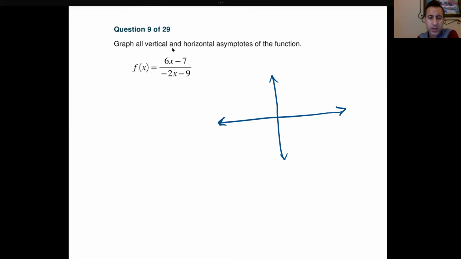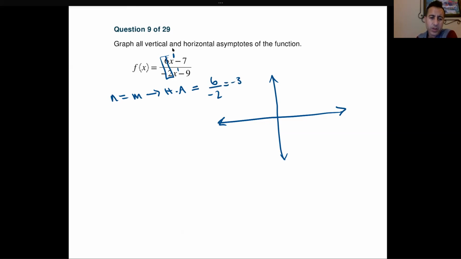So we go through the cases. It's a rational function. For these asymptotes, we need to check the degrees of the numerator and the denominator. The numerator is 1, the denominator is 1, so they're the same. So that's the case where we say if n equal m, then you have a horizontal asymptote, which comes from the front numbers, right? 6 divided by -2, which is -3.